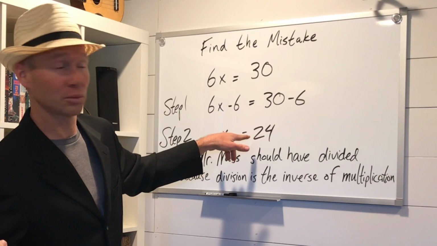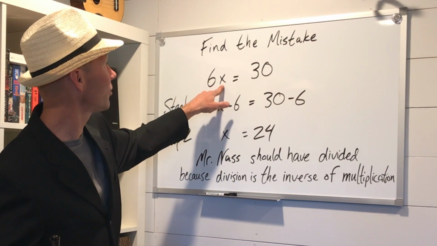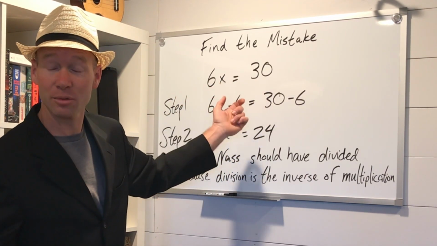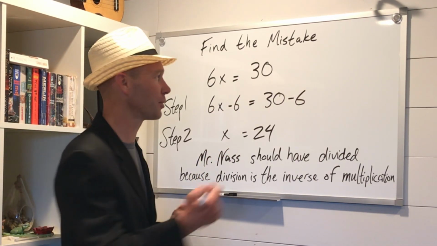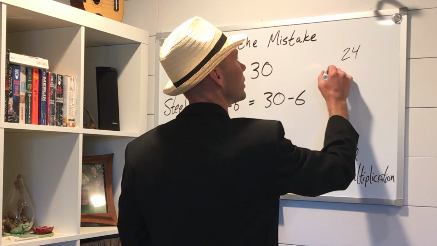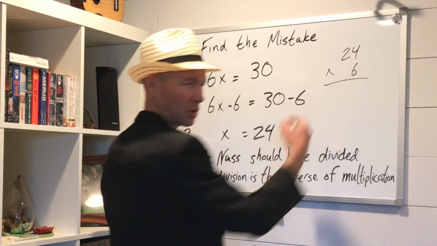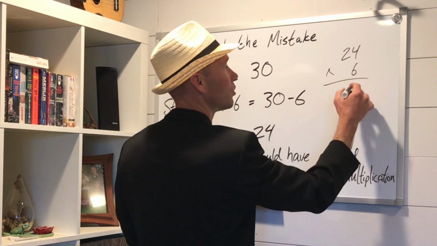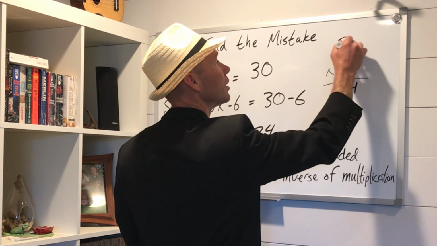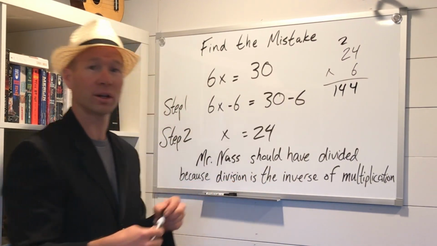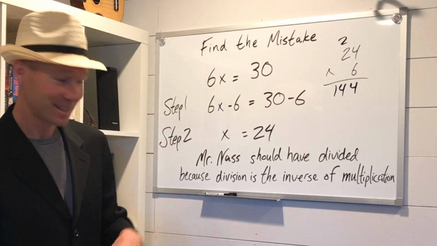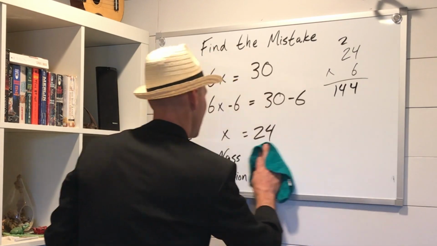So, let's see if this would work. 6 times 24 equals 30. Is 6 times 24 equal 30? You can just know that for sure. That's definitely not right. 24 times 6, it's a whole lot more than 30. 4 times 6 is 24. And 2 times 6 is 12, plus 2 is 144. Definitely not 30.